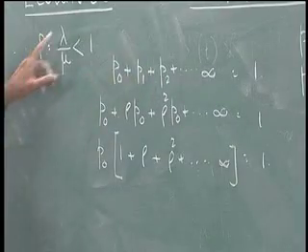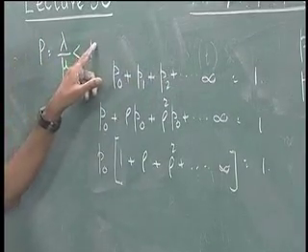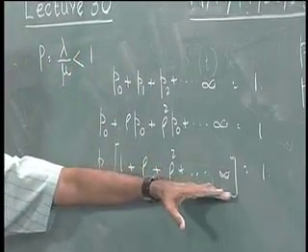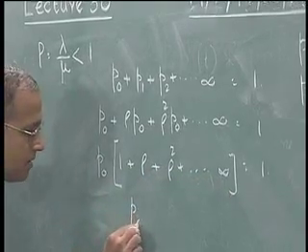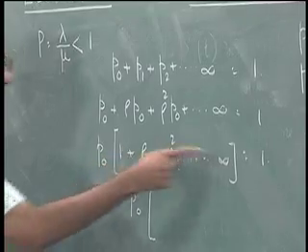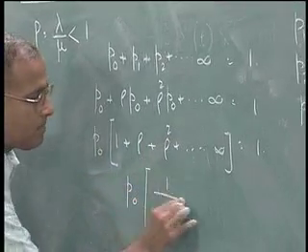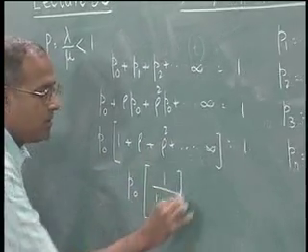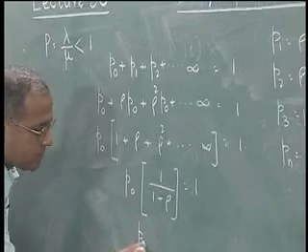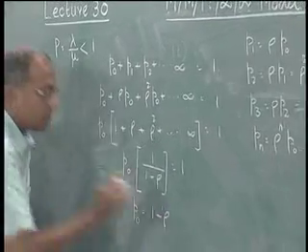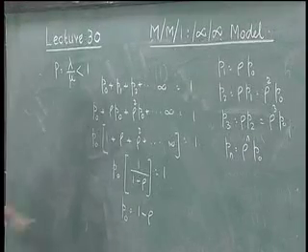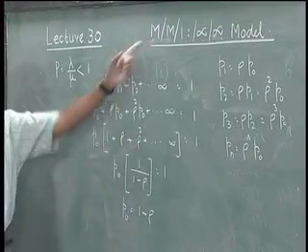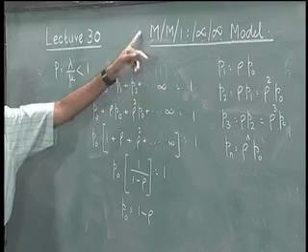So, when lambda by mu, or rho, is less than 1, we can apply the infinite geometric series summation formula, which has a by 1 minus r. So, P naught into 1 by 1 minus rho is equal to 1, from which P naught is equal to 1 minus rho. So, P naught equal to 1 minus rho is an important equation for an M/M/1 queuing system.